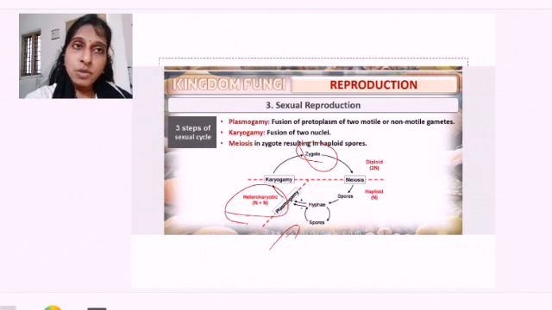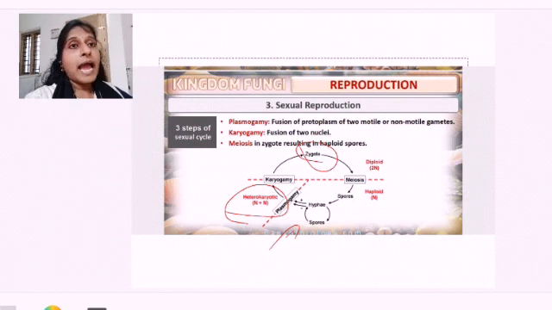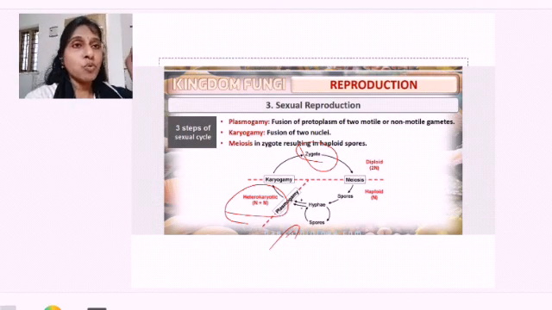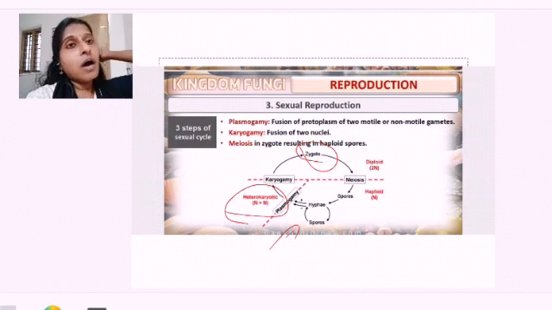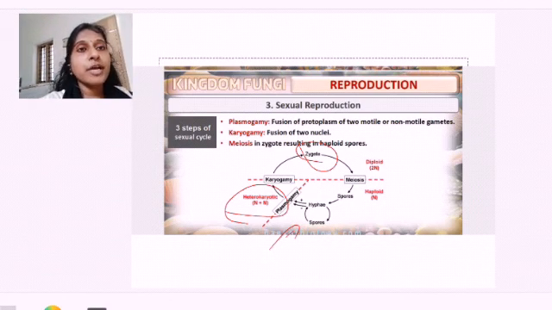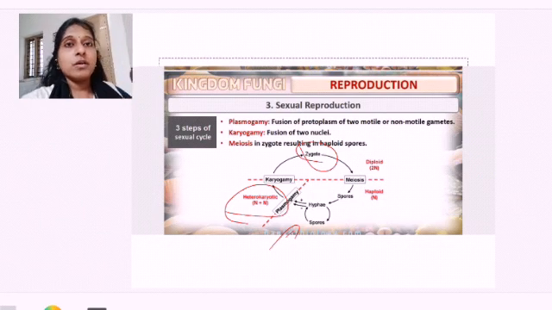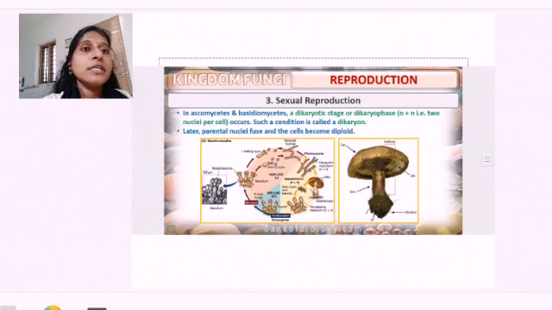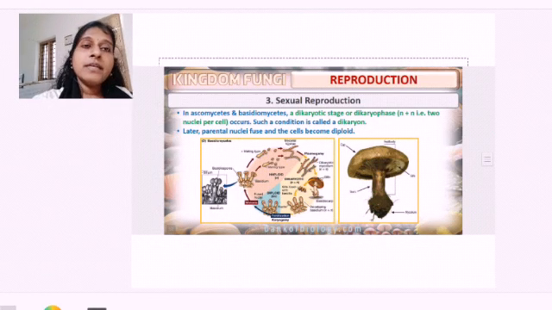This fused nucleus turns into a zygote. The zygote undergoes meiosis, and after this meiosis, what is formed? The spores are formed, and the spores give rise to a new fungus, right? This type of reproduction we call sexual reproduction, as two parents are involved. Clear? In ascomycetes and basidiomycetes, a dikaryotic stage or dikaryotic phase occurs. Such a condition is called dikaryon. Later, parental nuclei fuse and the cell becomes diploid.